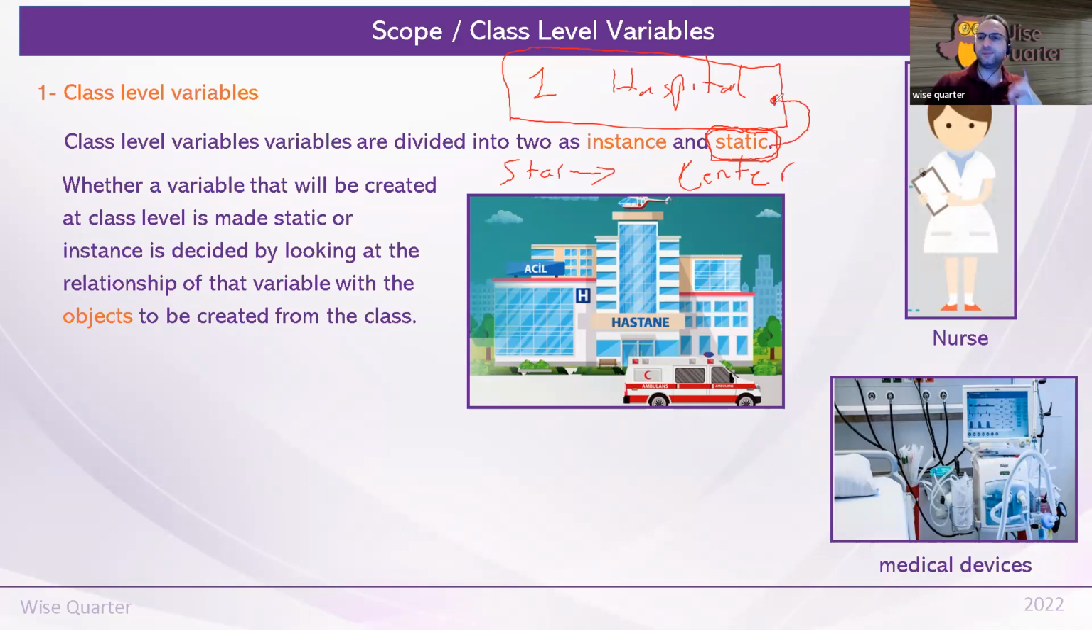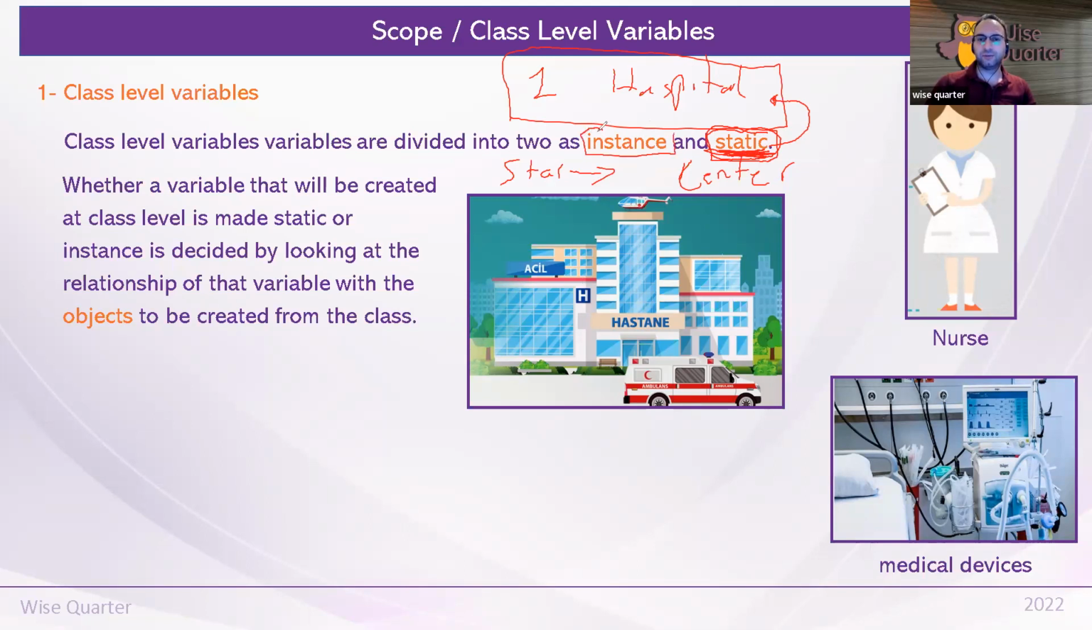For example, hospital number, it will be the same for everybody, right? And if I change it, everybody's hospital number will change. I'm not talking about other numbers, the hospital's number. And hospital address. Yes, it will be the same for everybody. Everybody will be working in the same hospital. Hospital's address should be static too.